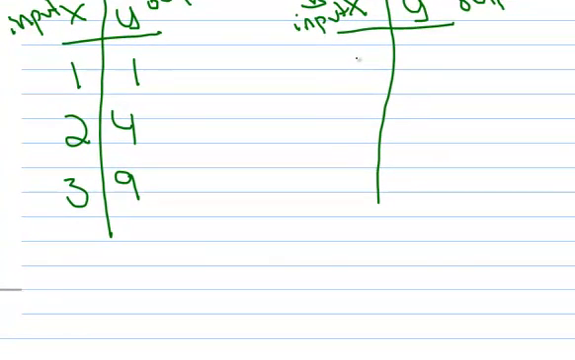So (1,1) is pretty easy. Switched around, it becomes (1,1). So if 2 is the input of the function, it's now the output of the inverse. If 4 is the output of the original function, it is now the input of the inverse. Likewise, if 3 is an input of the function, it's the output of the inverse. And if 9 was the output of the function, it is now the input of the inverse.